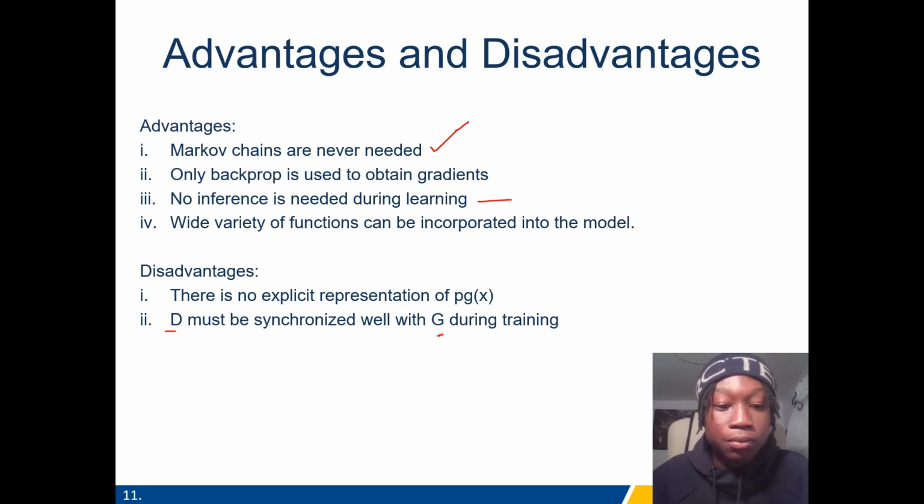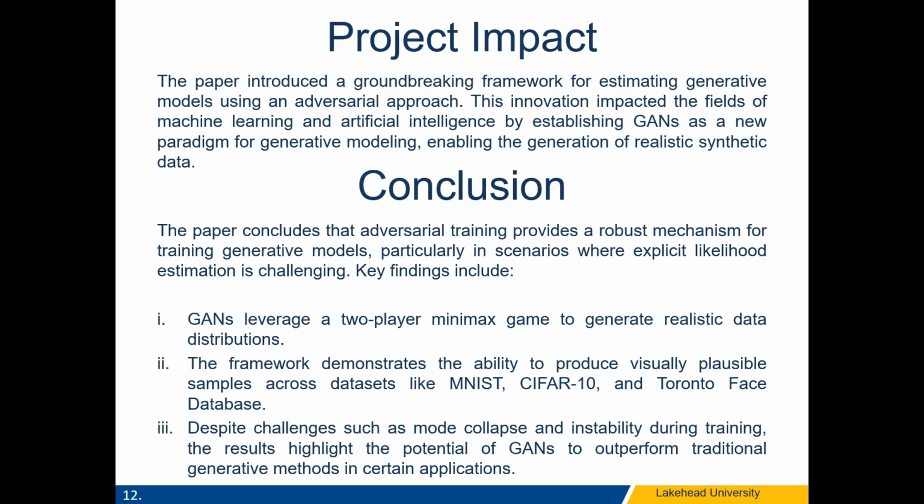So, this project's impact. This paper introduced a groundbreaking framework for estimating generative models using a different approach, and it basically opened the doors to GANs as we know them today. I believe this paper was way ahead of its time. Just a beast of a paper, really. It was 8 pages long. I say it defines how we look at image generation and AI today. This paper was really significant, and it established this new generation of generating realistic fake synthetic data.